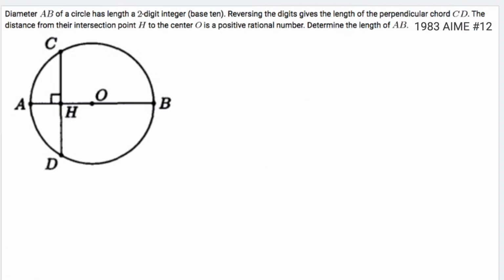This is problem number 12 from 1983, the AIME. So it's not going to be that simple. Diameter AB of a circle has a length of a 2-digit integer in base 10. Reversing the digits gives the length of the perpendicular chord CD. The distance from their intersection, point H, to the center O is a positive rational number. Determine the length of AB.